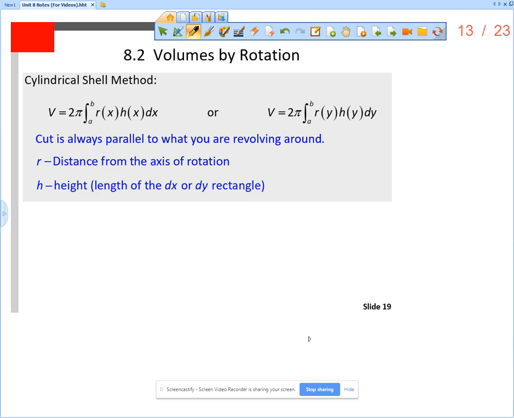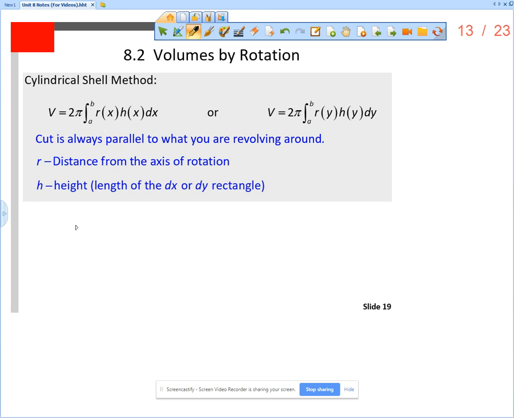All right, so in this part, we're actually still doing volumes by rotation. We're still creating objects in the same way, but now we have a different strategy for how we're going to find the volume. This is called the cylindrical shell method. We're going to talk about the method, and then you can write down this other stuff.